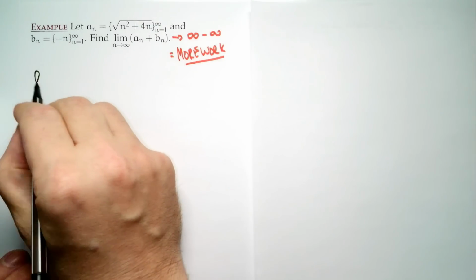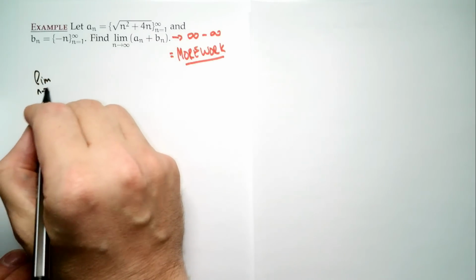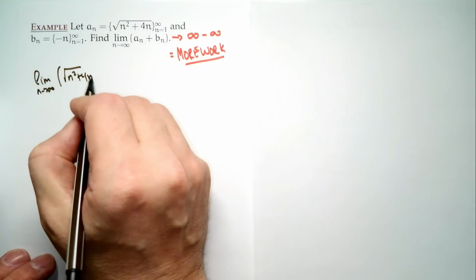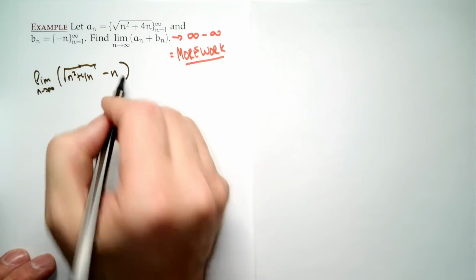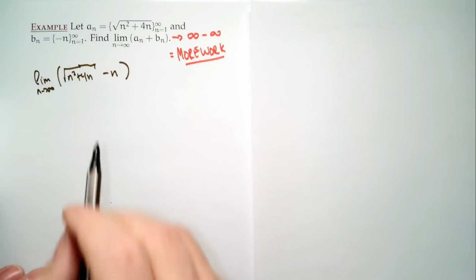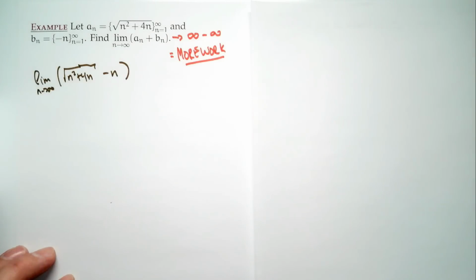So what do we really have? We have the limit as n goes to infinity of square root of n squared plus 4n minus n. Now, of course, for us to do more work, what's our favorite tool to use to do more work? Yeah, L'Hopital. Will we use it? I don't know. Maybe, maybe not. But if we were going to use it, what would we need? A fraction. So how do we make this into a fraction in a useful way?